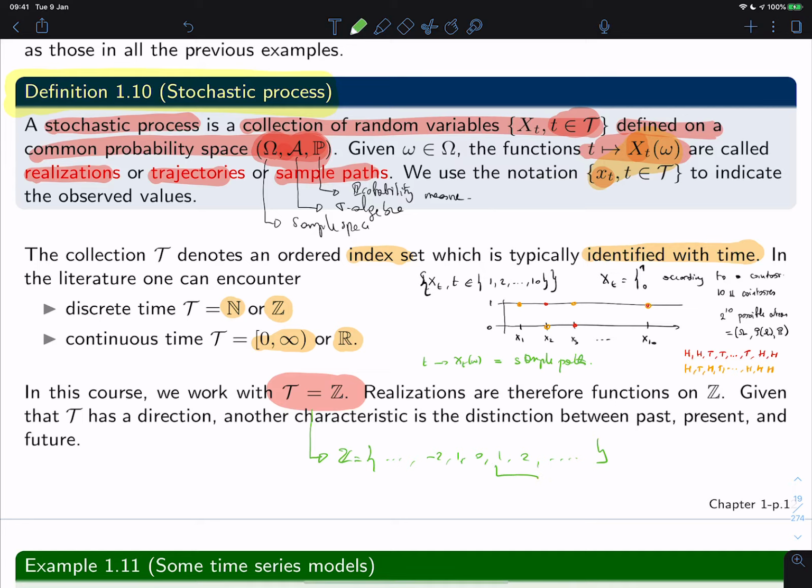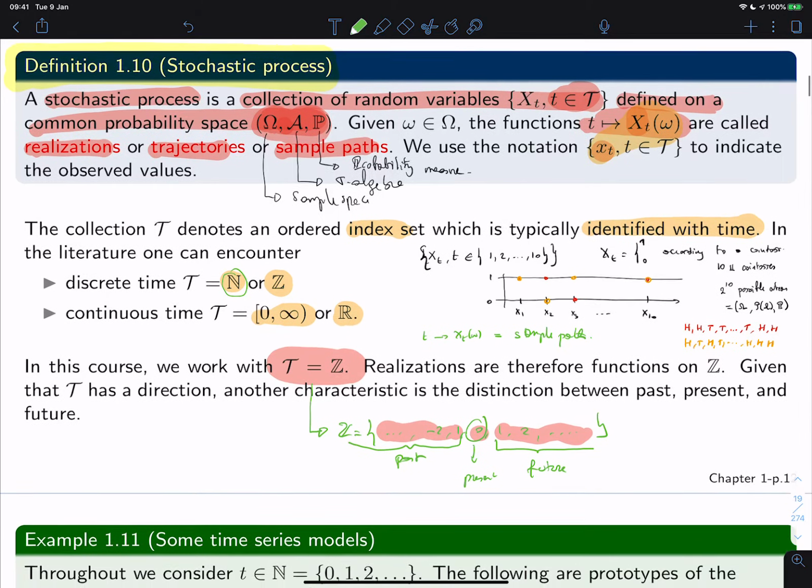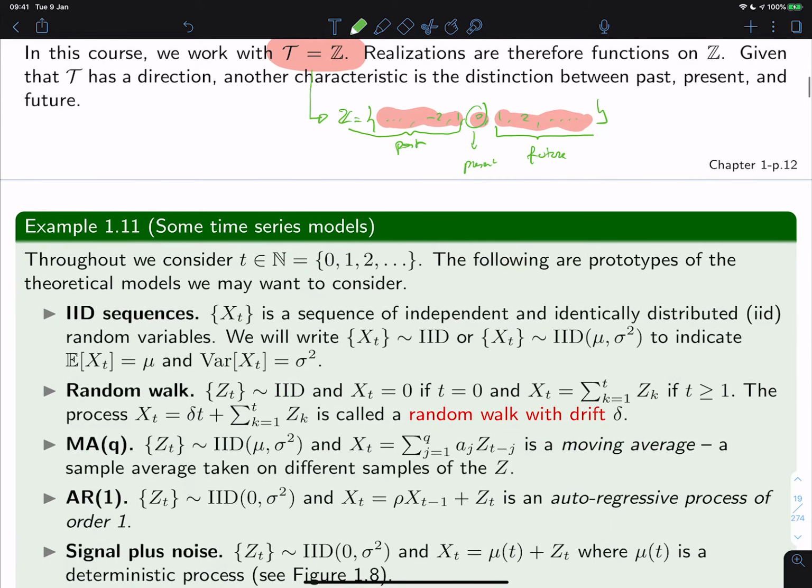Well, this would be the future. This would be the present, and this would be the past. So we have a sequence which has a future, a present, and a past. And that distinction is made possible by the fact that we have an index set which is, let's say, infinite, although that makes not much sense. Whereas if we only had the positive integers, then we'd only have a future.